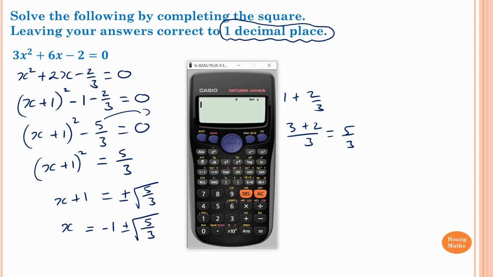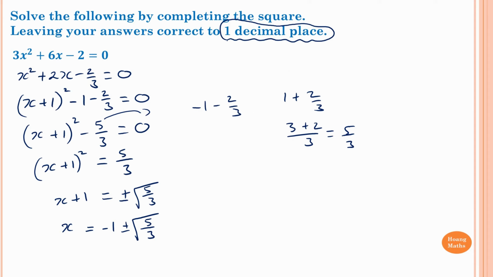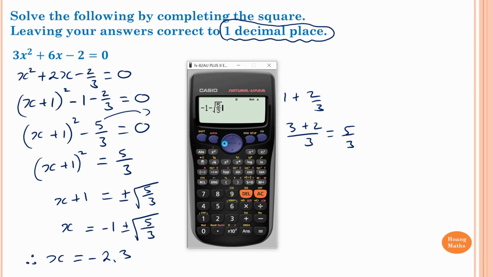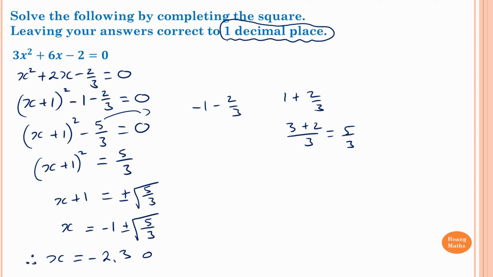So now I just put it in the calculator. Minus 1 minus square root of 5 over 3, which is equal to negative 2.3. So therefore, x is equal to negative 2.3. Or the other one is plus. So just go back here, change it into plus. There you go. Delete and add. So negative 1 plus that, 0.29 and so on. So correct to 1 decimal place, 0.3. Or x equals 0.3.